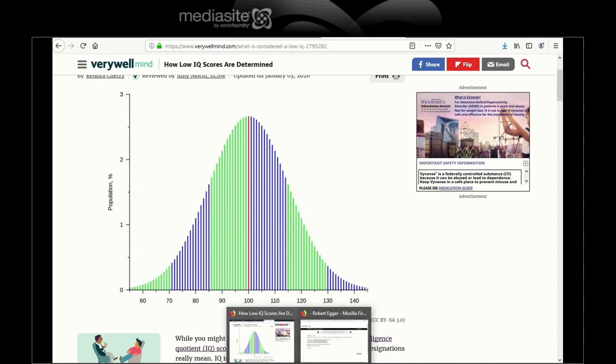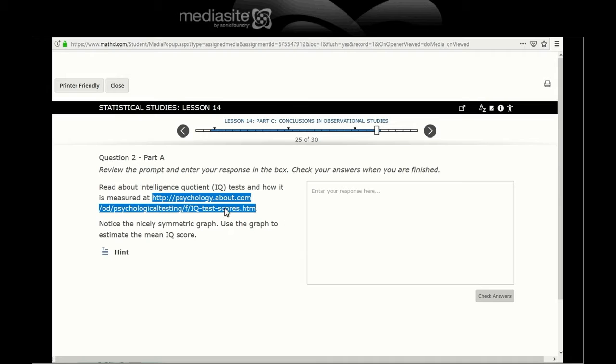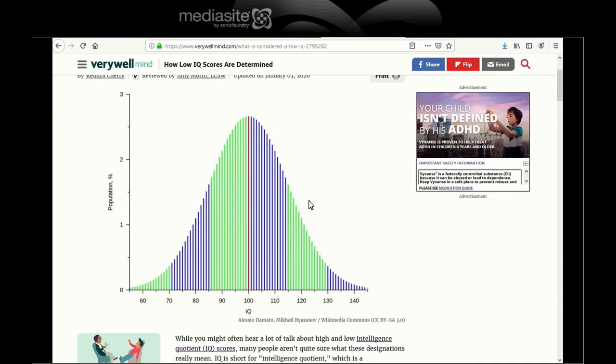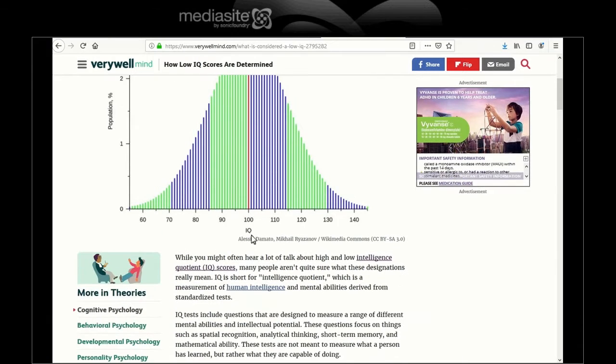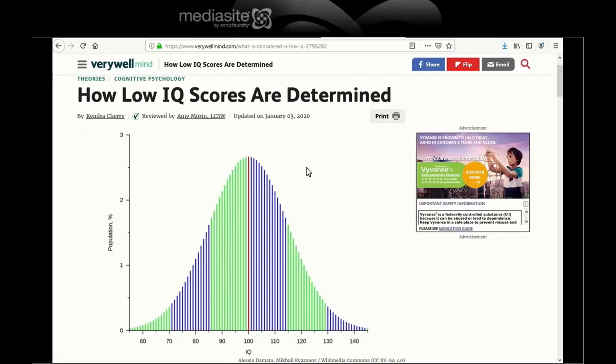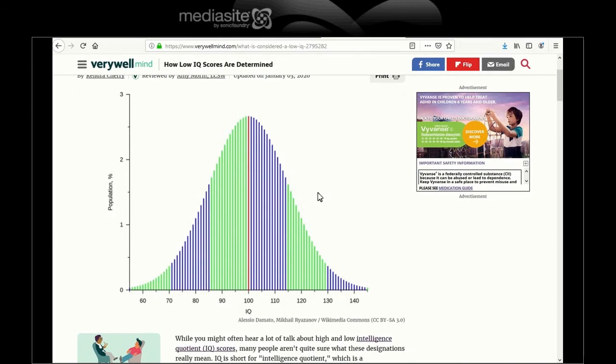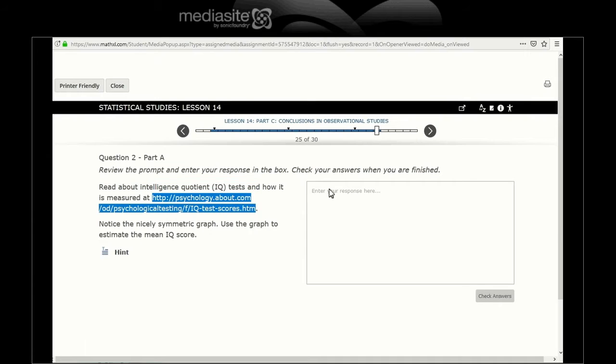Let's go back to the question. Notice this nicely symmetric graph. Use the graph to estimate the mean IQ score. Well, the mean IQ score is right around the balance point. I mean, it's nice and symmetrical. So the mean should be right in the middle, along with the median. So it looks like a mean IQ score of any population should be around 100, using a standardized IQ test. The IQ tests are standardized to basically fit this distribution curve where, basically above very smart, way smart, smart, pretty smart, average, and so forth. So I'm going to say 100.